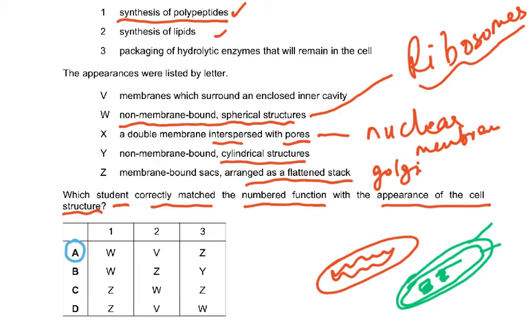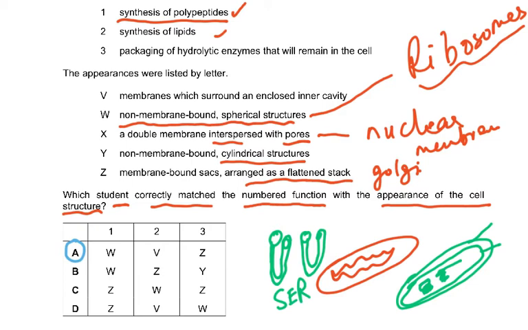So number one was W, synthesis of polypeptides. Two was synthesis of lipids. Now, what is synthesis of lipids? It is the SER. Now, what is V? Membranes which surround an enclosed inner cavity. If you look at SER, they look something like this. So they have membranes which surround an enclosed inner cavity. Now that's a description which they give for smooth endoplasmic reticulum.